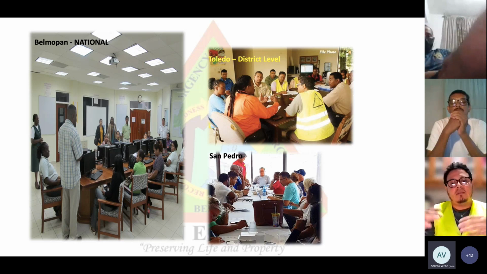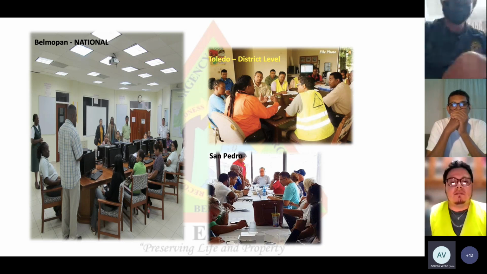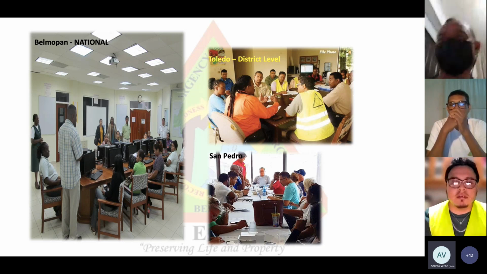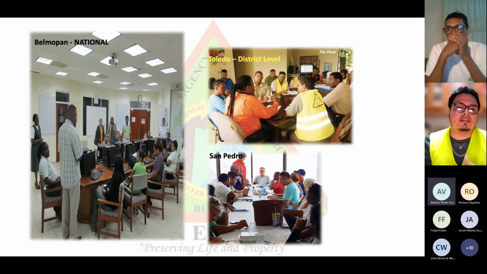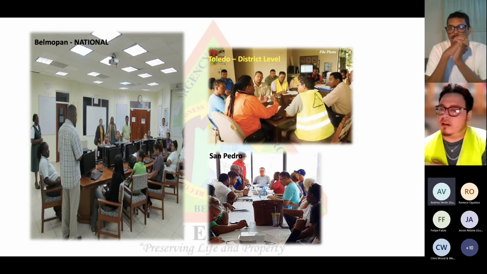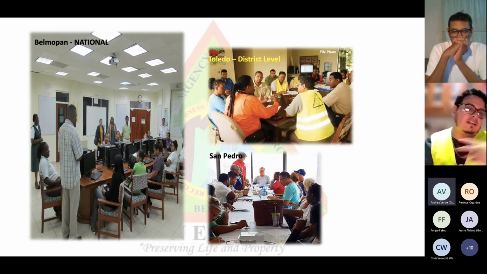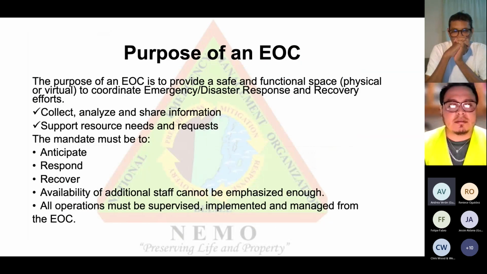So the village level have their EOC also, from their volunteers, Red Cross, people that are from the council. These persons take the information to the district level, and the district level EOC sends it to the national EOC level. So that is how it works.